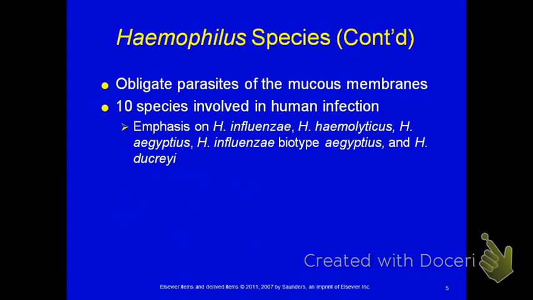The Haemophilus are obligate parasites of mucous membranes, or in previous text I've mentioned commensals. Okay, so 10 species are involved in human infections. So noteworthy to mention are Haemophilus influenzae, haemolyticus, aegyptius, and ducreyi.